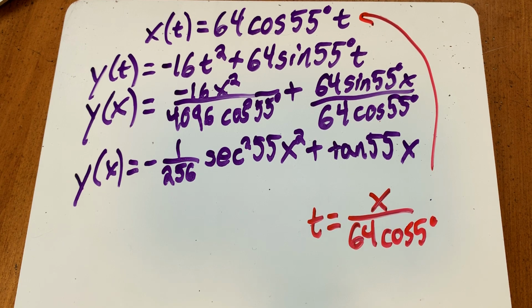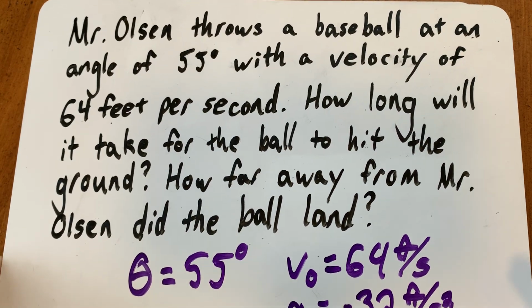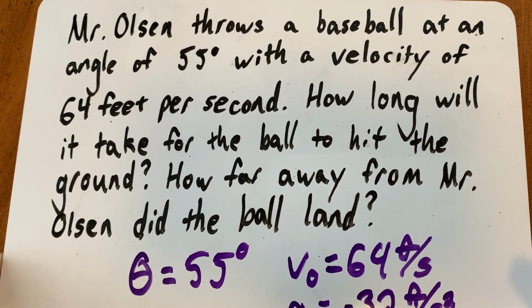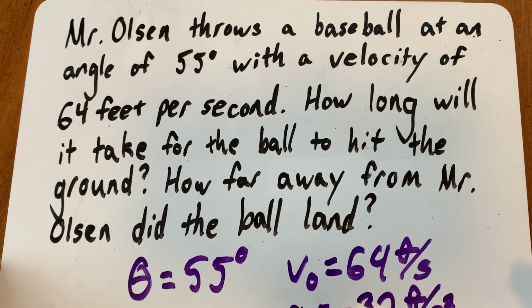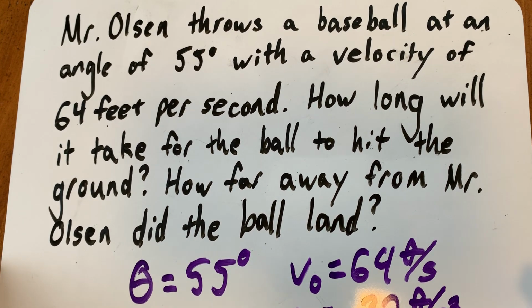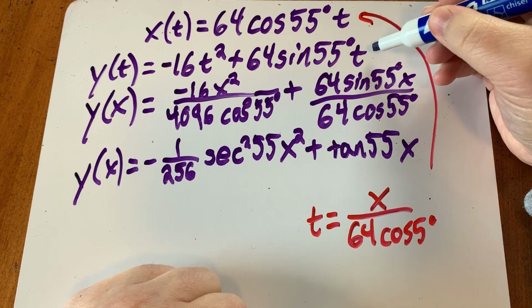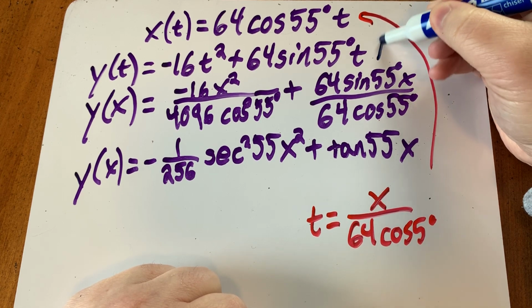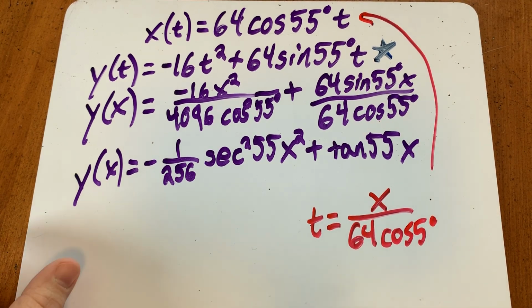So we've got our equations. Now we can use those equations to go back and answer our actual questions. Our first question was, how long did it take for the ball to hit the ground? If we're talking about hitting the ground, we're talking about height. And the height of something hitting the ground is 0. We're looking for the time when the height is 0. So we're going to be using our vertical equation.